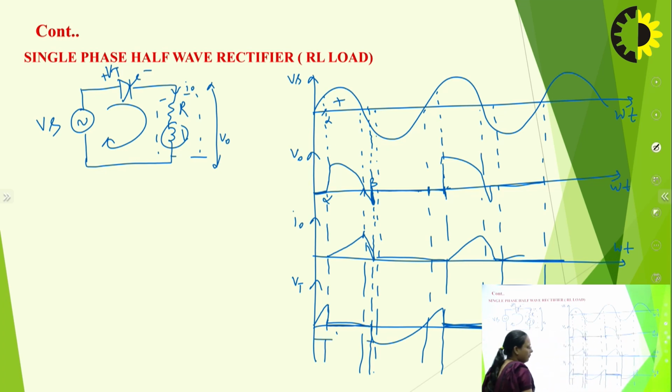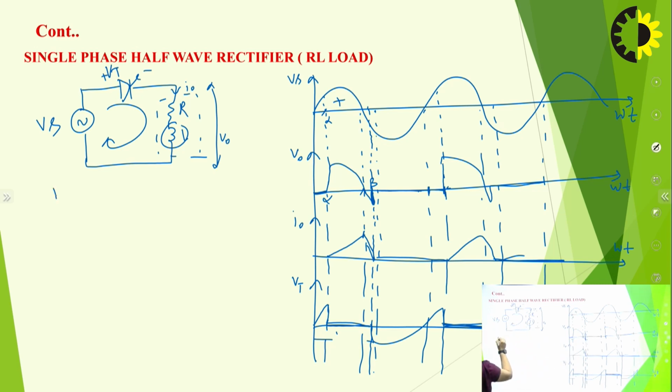Magnitude is same, Vm sin omega t. You can see here, from alpha to beta, the thyristor is conducting. Beta is the extinction angle and alpha is the firing angle, and beta minus alpha will be the conduction angle. This is the conduction angle.